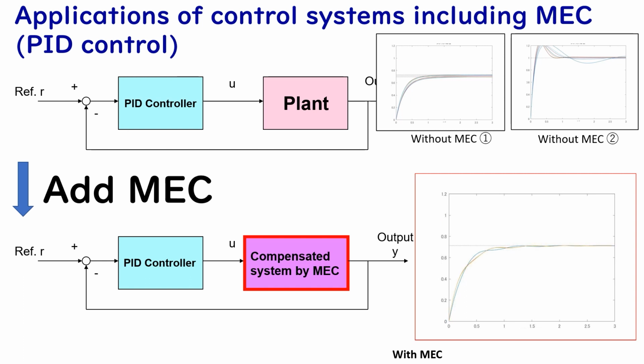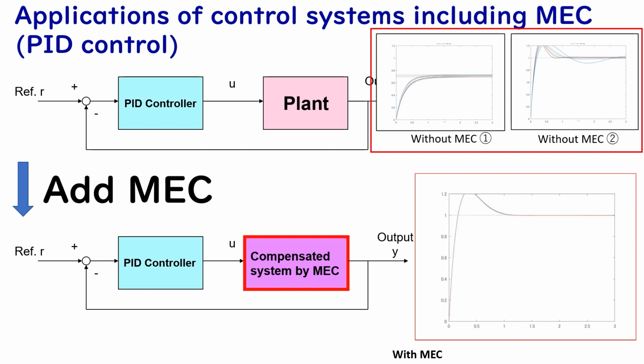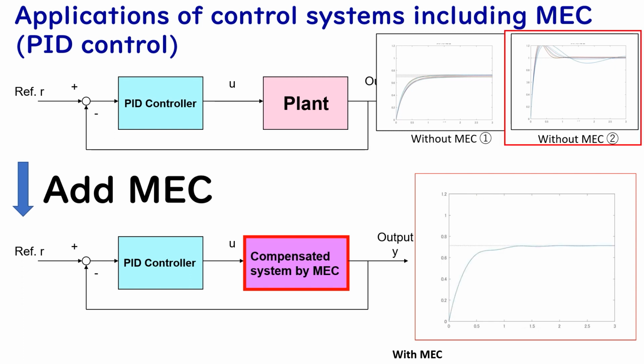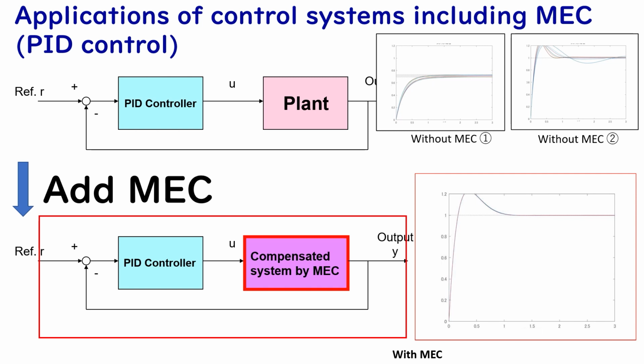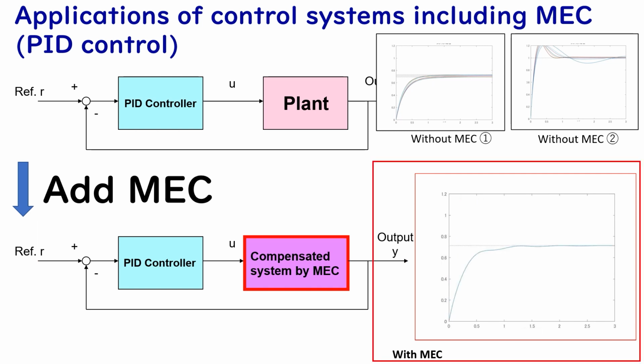This slide shows closed loop systems. The upper slide shows the case without MEC. The left figure shows the case for a stable plant, and the right figure shows a case of an unstable plant. We can find the model error effect in these figures. On the other hand, when we apply MEC for the PID control system, we can find the model error effect is suppressed in the case of the closed loop system.